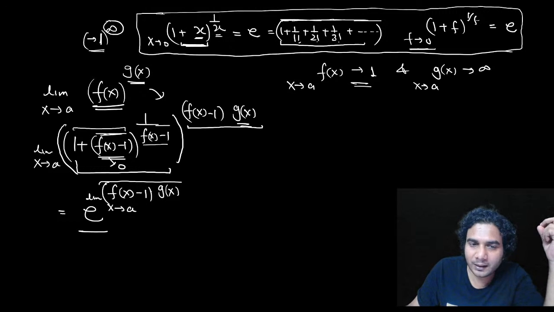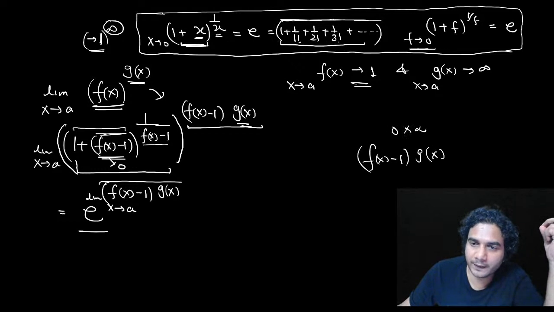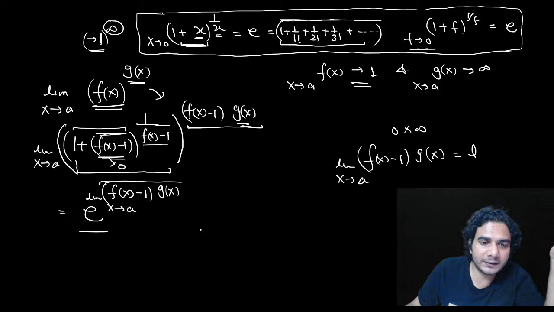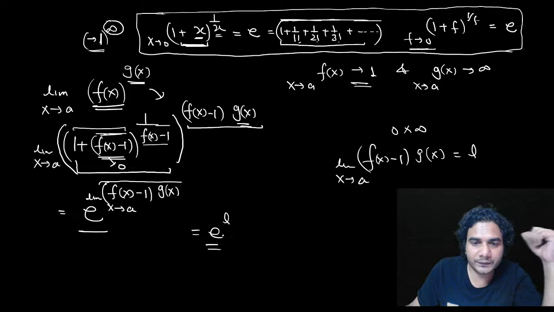Suppose this limit is L. The limit of f(x) minus 1 into g(x) is now basically 0 into infinity form. And if you take g(x) to the denominator, it will become 0 by 0 form. So ultimately, you are converting this to 0 by 0 form. Suppose this limit is L, then the answer is going to be e raised to L. That is your answer.